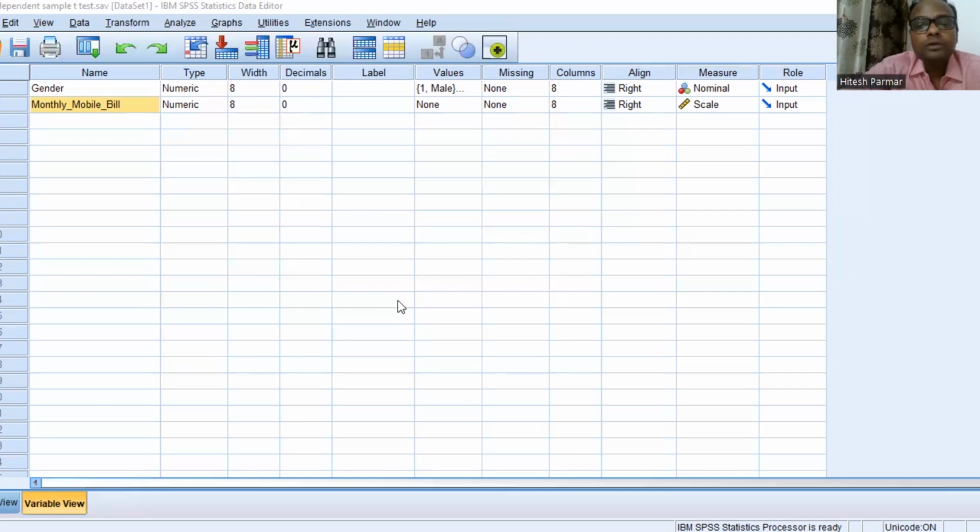For Shapiro-Wilk also, the p-value is 0.063. Both the p-values are greater than 0.05. So our conclusion is that the variable called monthly mobile bill is normally distributed. Right? We fail to reject the null hypothesis, so we can say that the variable is normally distributed. See, you will never get a perfectly normally distributed variable.